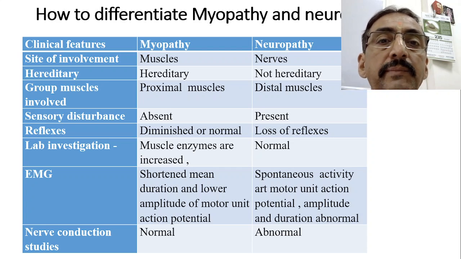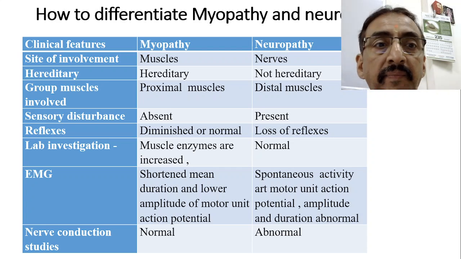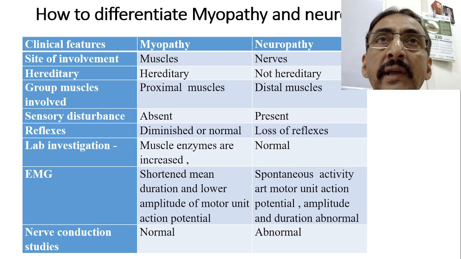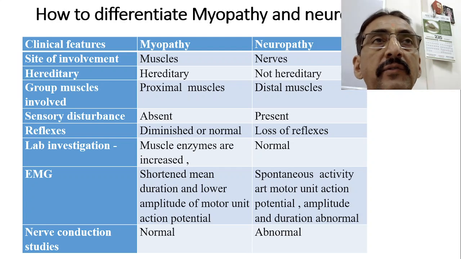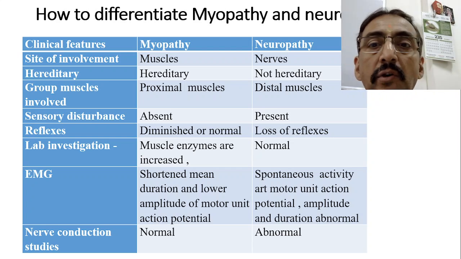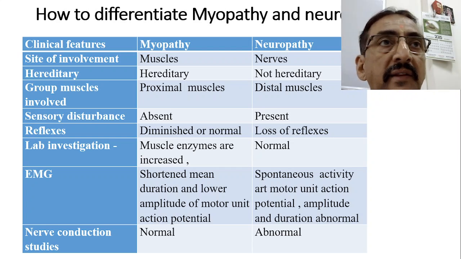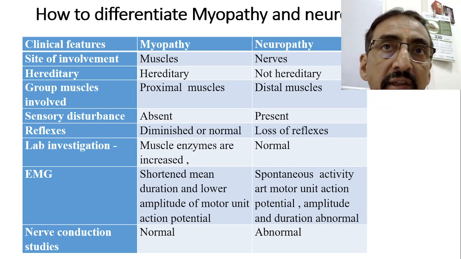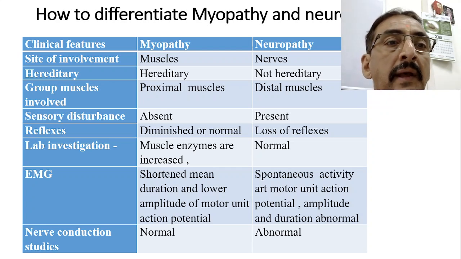Now, how to differentiate between myopathy and neuropathy? In case of myopathy, the site of involvement is always the muscles, whereas in case of neuropathy, the site of involvement is always the nerves. And there is a junction in the muscle called the neuromuscular junction, where the nerve comes and joins the muscle. In myopathy, the site of involvement is the muscle.